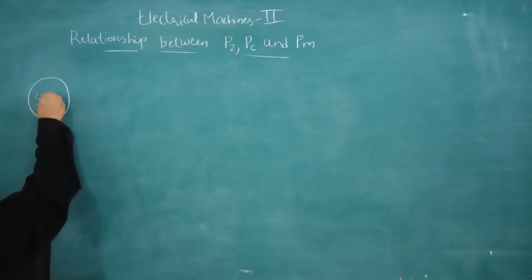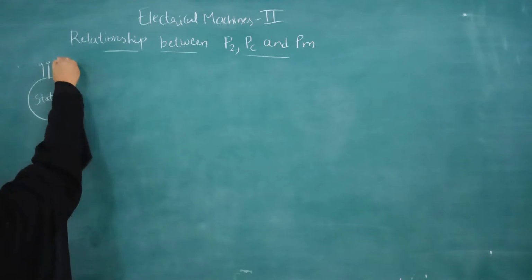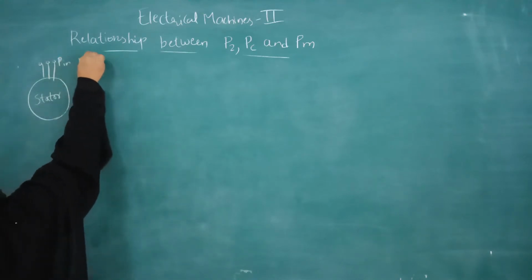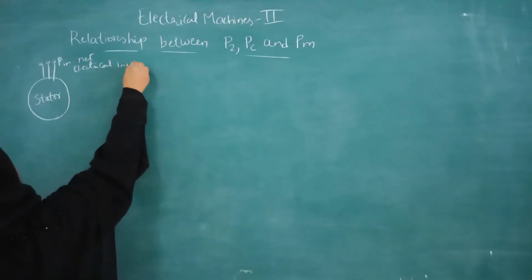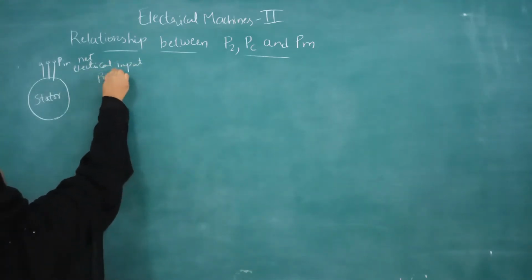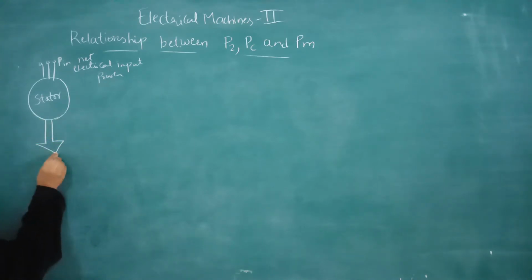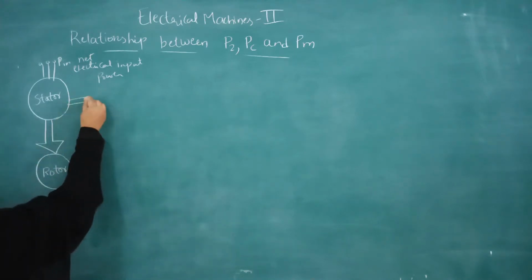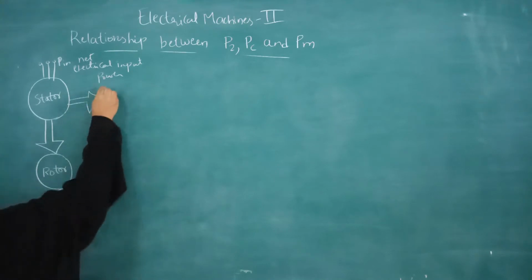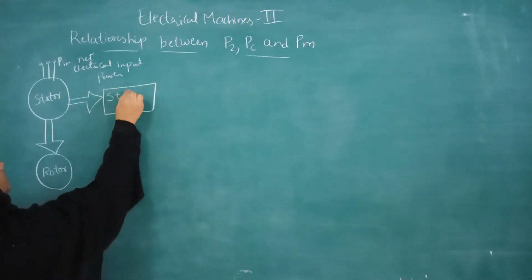So this is a stator. P in will be the input power which will be given to the stator, net electrical input power. Then the rotor will be here. Stator has to supply stator losses, that will be both iron and copper. So I am mentioning here just stator losses.